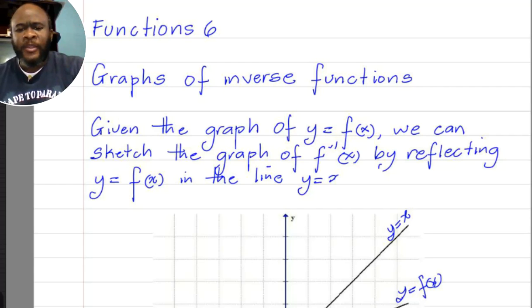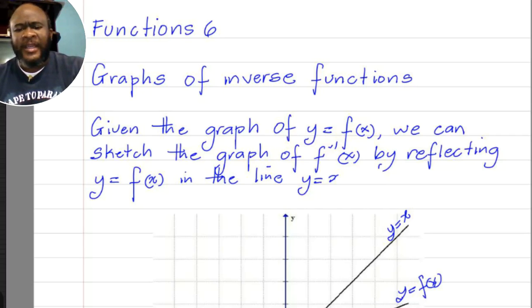One, whenever you reflect a point in the line y is equal to x, the x and y coordinates interchange. So x becomes y and y becomes x.